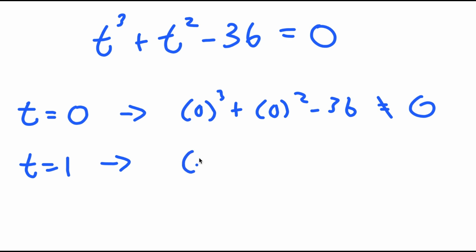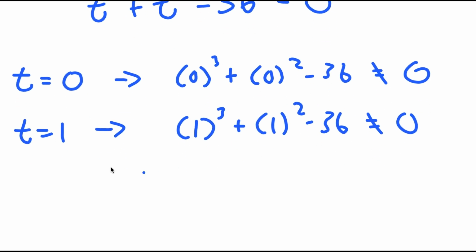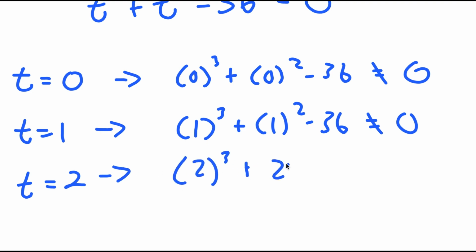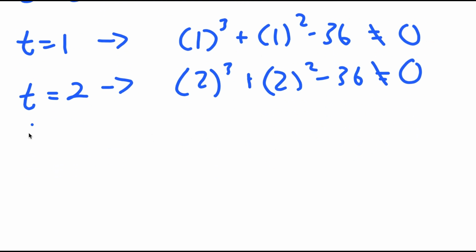Now I'm going to try t equals 1. If t equals 1, I get 1 to the power of 3 plus 1 squared minus 36. 1 plus 1 is 2, and 2 minus 36 is negative 34. That does not equal 0. Now I'm going to try t equals 2. If t equals 2, I get 2 to the power of 3 plus 2 squared minus 36. 2 to the power of 3 is 8, 8 plus 4 is 12, and 12 minus 36 is negative 24, which is not equal to 0.